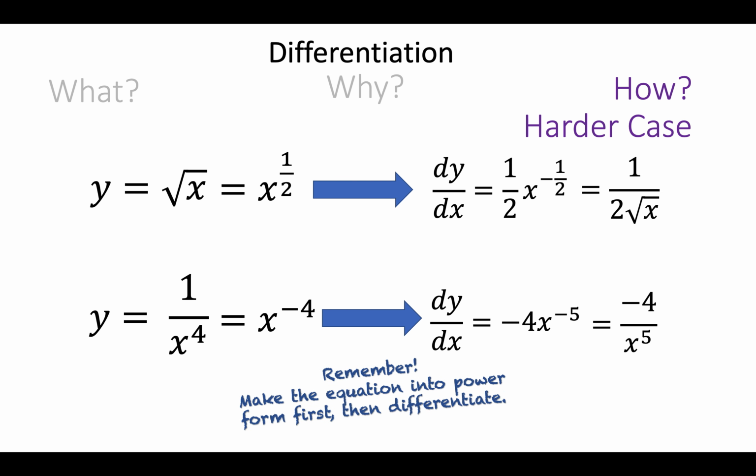Now we should always remember with these, make the equation into a power form first, and then you can differentiate it. Don't try to differentiate it when it looks like a square root of x, and don't try to differentiate it when it's a 1 divided by an x. It doesn't work, you have to make it into a power first. Okay?